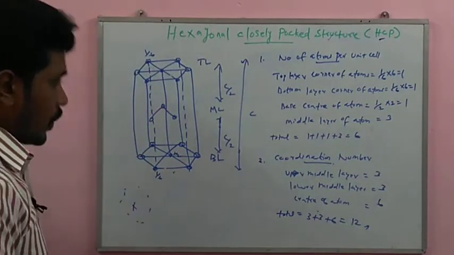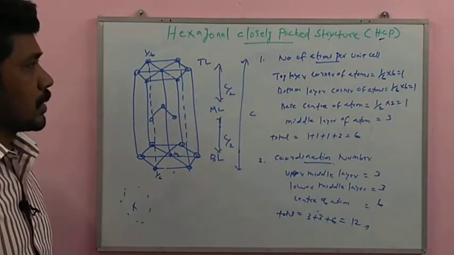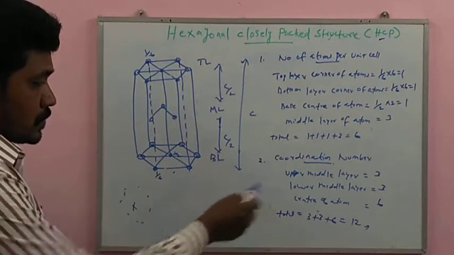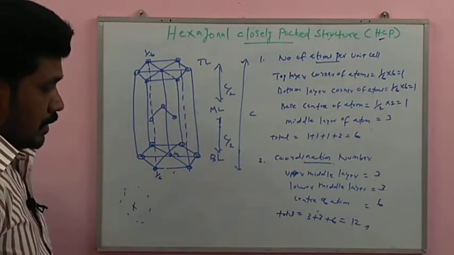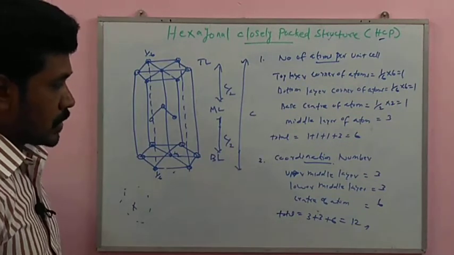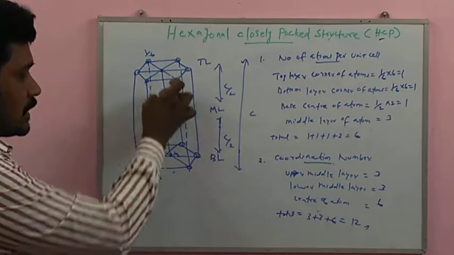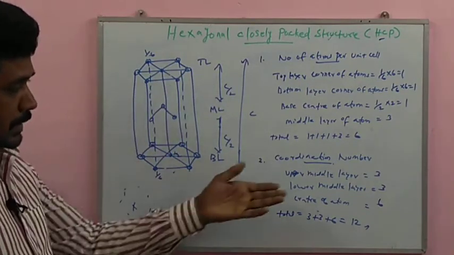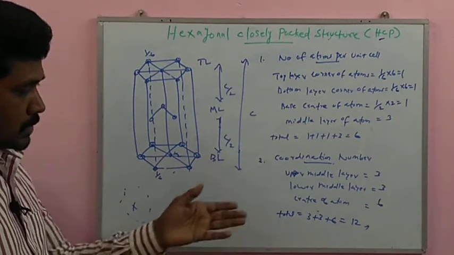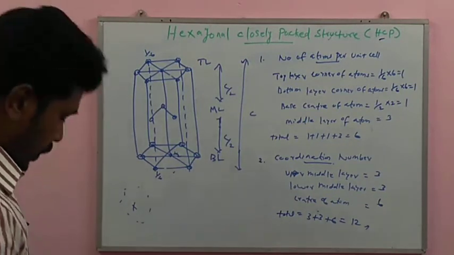So in this case, the coordination number of the hexagonal close-packed structure is equal to 12. Understand? Upper middle layer 3 atoms, lower middle layer 3 atoms, and the surrounding atoms in the center layer is equal to 6. So the total value is equal to 12. Okay, that is the coordination number value.